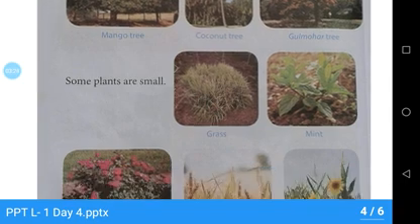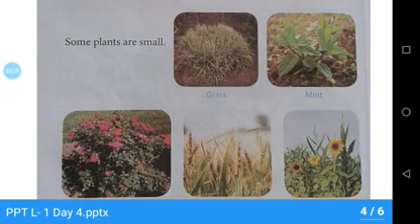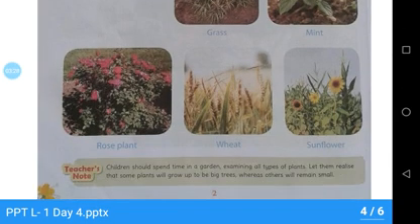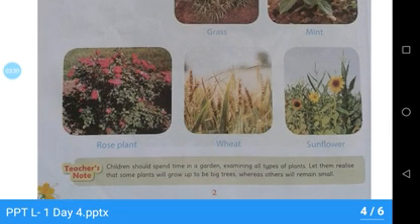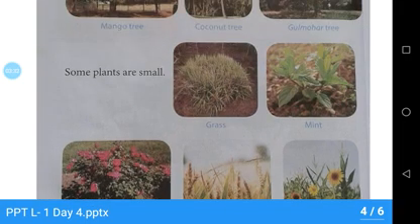Some plants are small. They are grass, mint, rose plant, wheat, and sunflower. Now, mint and rose plant we have seen. Herbs and shrubs, correct? Children, here herbs and shrubs is not mentioned, but you should know about it, correct? So, as a teacher, I gave you that extra information.